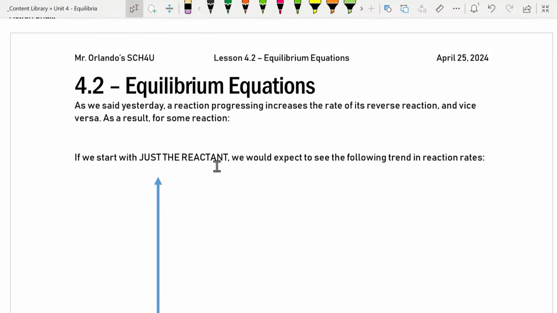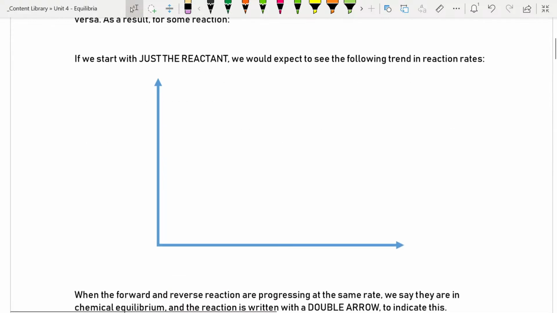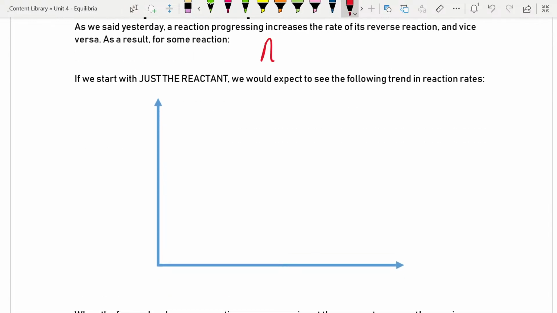Okay, let's take a look. So, as we said yesterday, a reaction progressing increases the rate of its reverse reaction and vice versa. For some reaction, if we start with just the reactant, we'd expect to see this trend in reaction rates. We're going to go with a very simple reaction here, just like yesterday. We start with some A, and it gives us B. And what we'd expect is that if we take a look at the concentration of A over time.